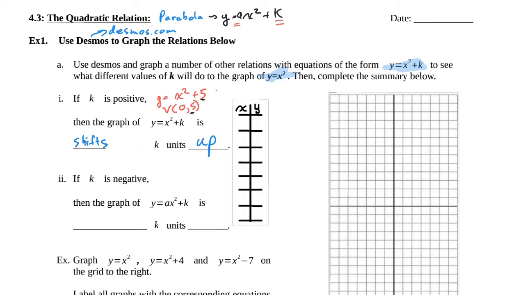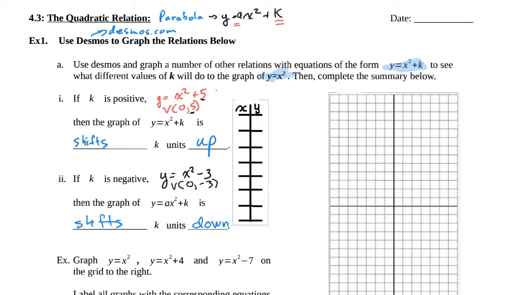Now, if we had a graph that looked like this, y equals x squared minus, say, 3. The vertex is going to be (0, negative 3). And what that means is our graph shifts down, shifts k units down.